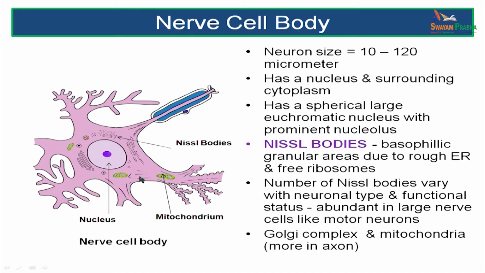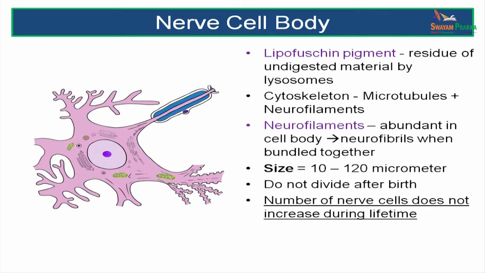There are various organelles like the mitochondria, the green structures that you see here, and the endoplasmic reticulum and a Golgi apparatus. The endoplasmic reticulum and ribosomes make up collections that we call the Nissl bodies. The Golgi complex and mitochondria are more in number in the axon of a neuron. There is also a pigment called lipofuscin, which is a residue of undigested material of lysosomes.